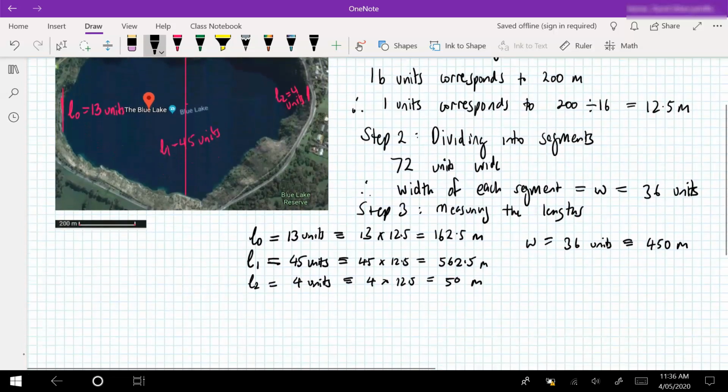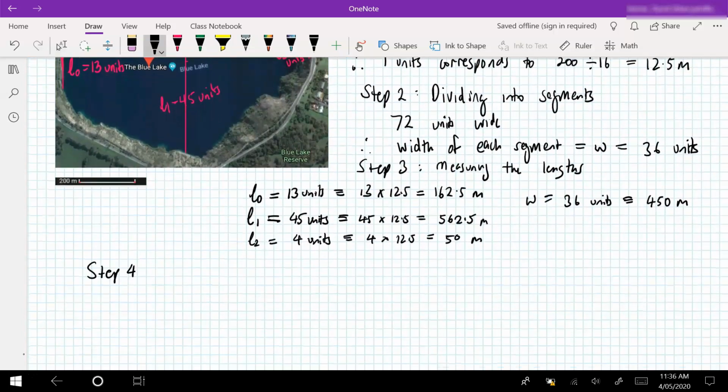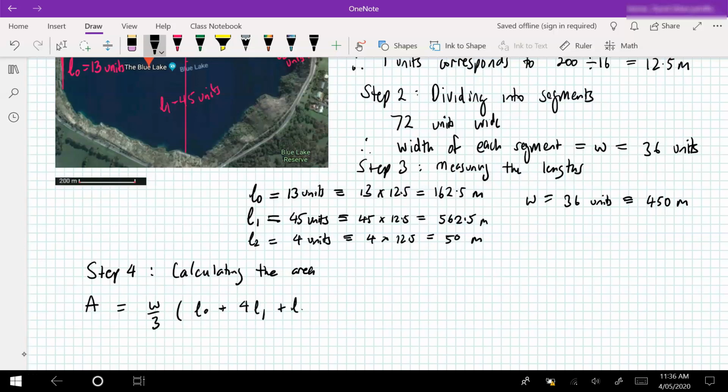So the last step is to actually apply Simpson's rule. We've got our values for L0, L1 and L2, as well as our value for the segment width W. So what we need to do now is substitute the values into the formula, put it into our calculator, and hey presto, we've got our solution. We begin by just rewriting the equation. And now we substitute the values in, so 450 substituted for W, L0 is 162.5, plus 4 times 562.5, so that 4 is always a constant, and then plus L2, which is equal to 50. Putting that into a calculator, we get a value of 369,000 and a bit metres squared. And when we convert that into hectares, we get a solution of approximately 36.9 hectares.